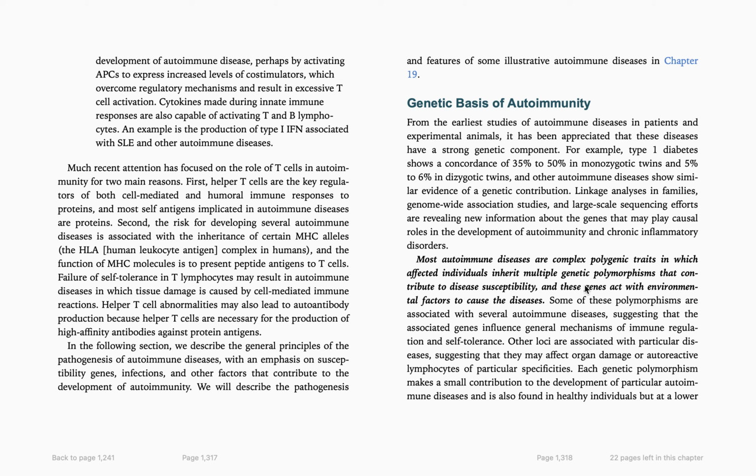Cytokines made during the innate immune response are also capable of activating T and B lymphocytes. An example is the production of type 1 interferon associated with systemic lupus erythematosus and other autoimmune diseases.